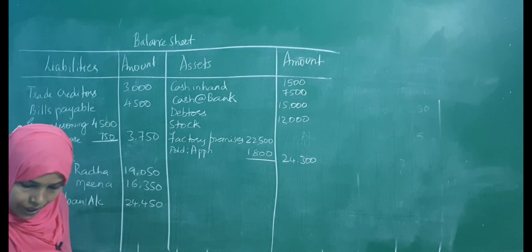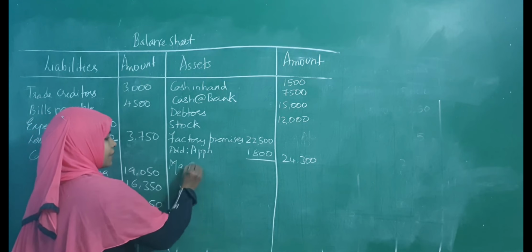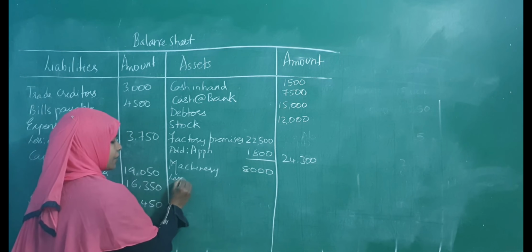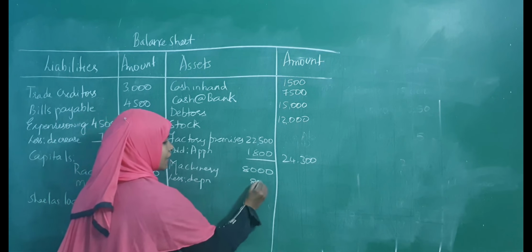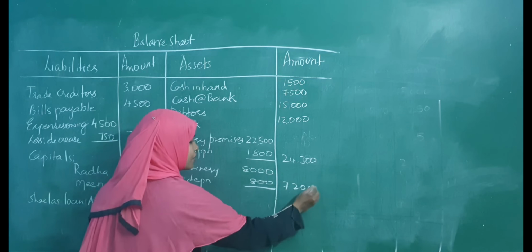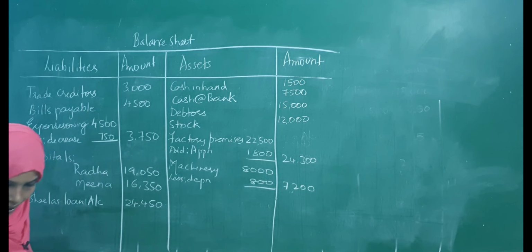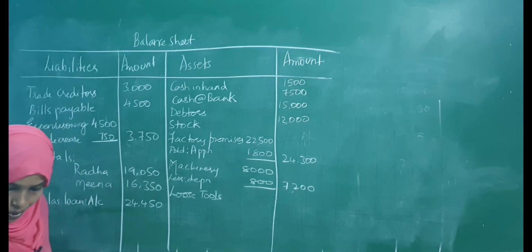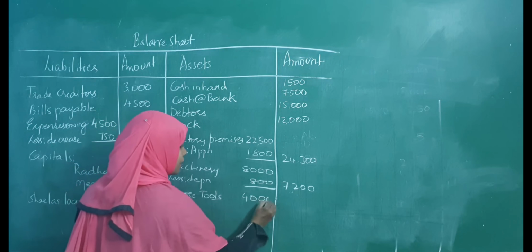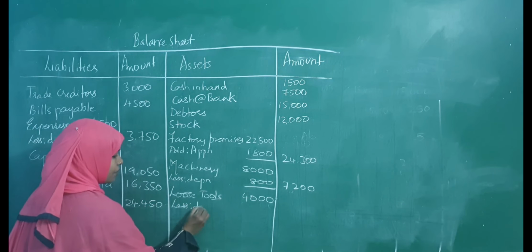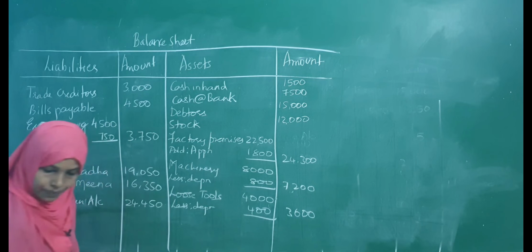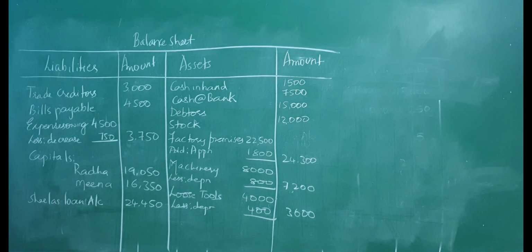Next we have machinery. Machinery is 8,000 less depreciation 800 gives you 7,200. Then we have loose tools. The value of loose tools is 4,000 less depreciation 400. That gives you 3,600. Okay, that's all. We have taken cash in hand and cash at bank, debitors, stock, factory premises, machinery and loose tools.